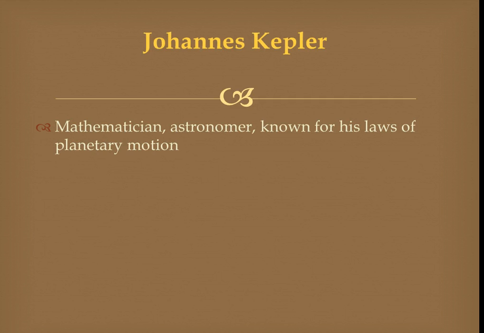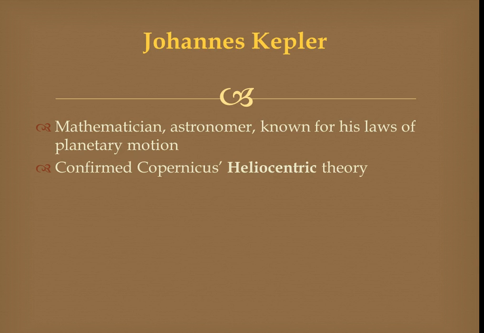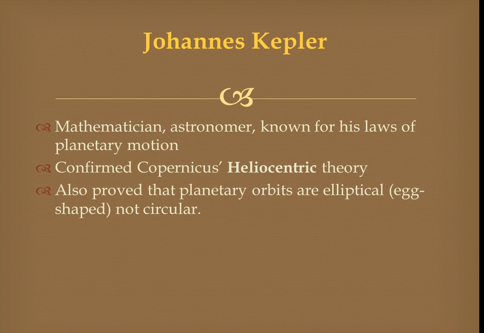Johannes Kepler. He was a mathematician, astronomer, and known for his laws of planetary motion. He confirmed Copernicus's heliocentric theory, and he also proved that planetary orbits are elliptical. So think of an ellipse, it's an egg shape, and they're not circular. They're more ovals. They don't perfectly go in a balanced circular orbit.